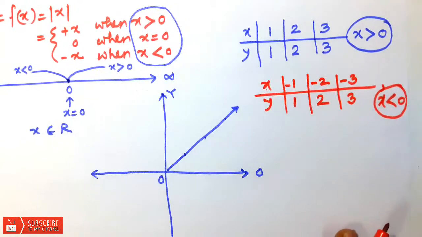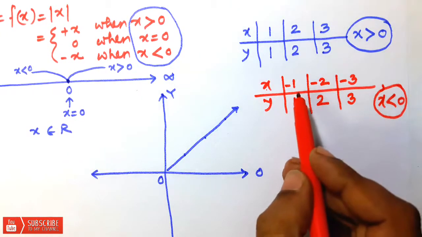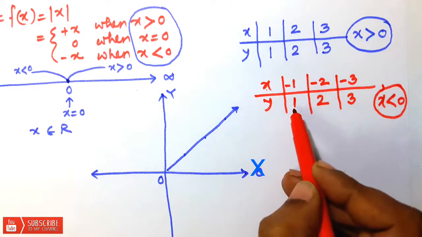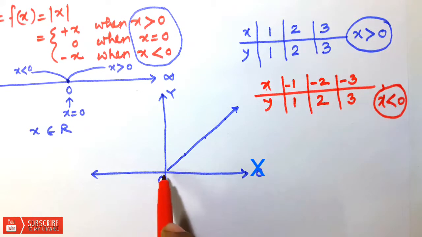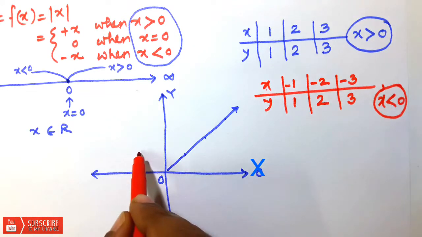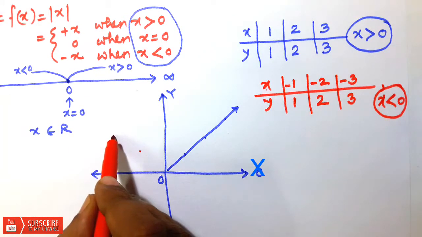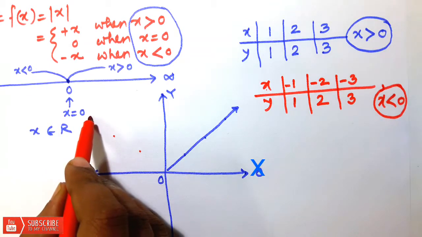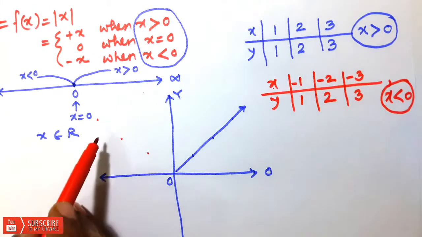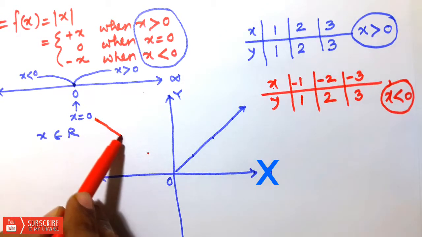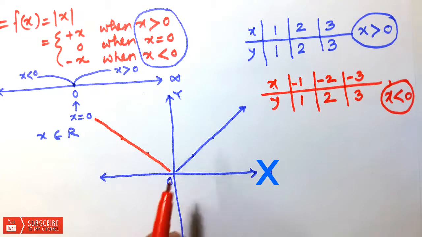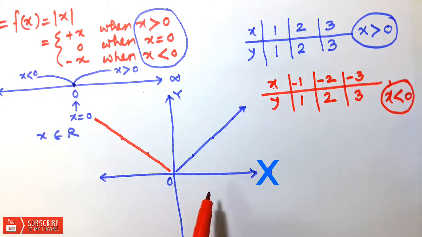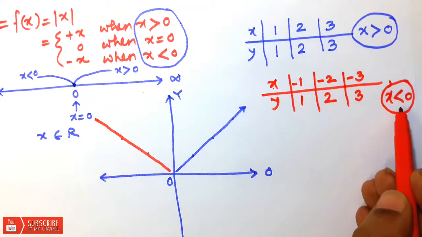Now we draw the graph. The points chosen are minus 1, 1; minus 2, 2; minus 3, 3. So this is the point minus 1, 1. Similarly minus 2, 2 and minus 3, 3. Join these points and you will get a straight line. This straight line cannot be extended to the right side of the y-axis, because x is less than 0.